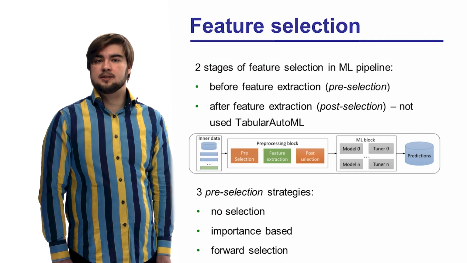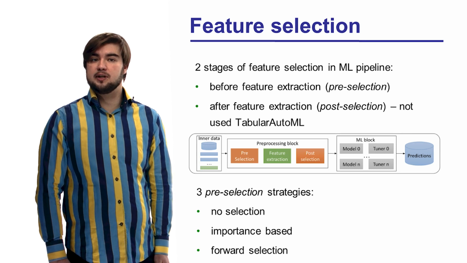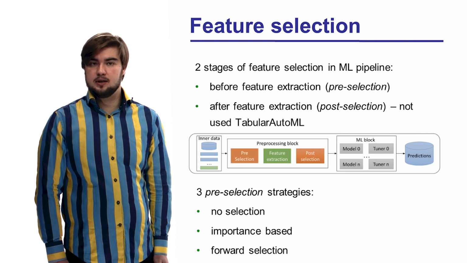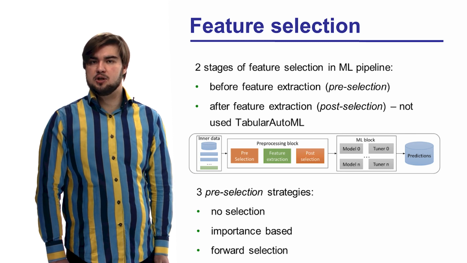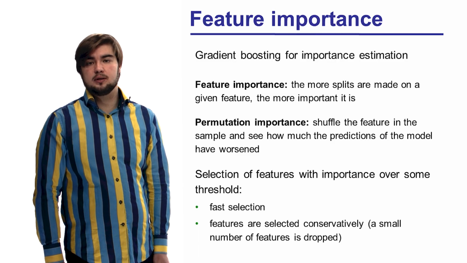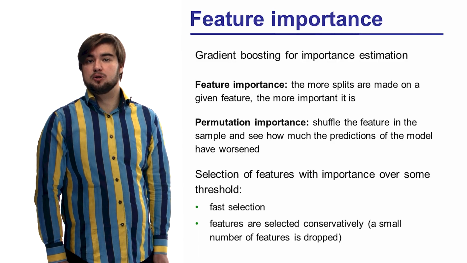Now, let's discuss feature selection in LightAutoML. There are two stages of feature selection, before and after the feature extraction, pre-selection and post-selection respectively. The latter is not used in the TabularAutoML preset. Three pre-selection strategies are available: no selection, selection based on feature importances, and forward selection. A gradient boosting model is used to estimate the importances.